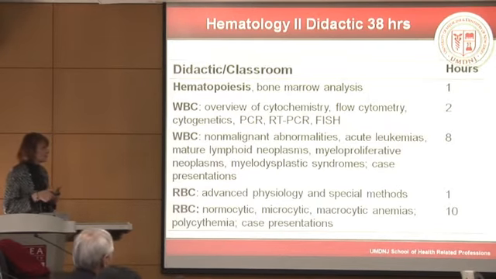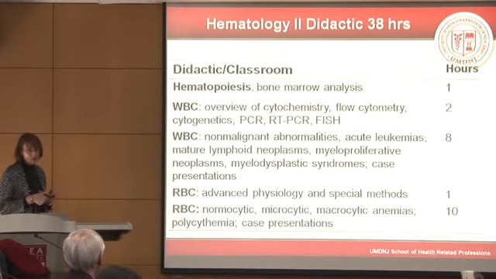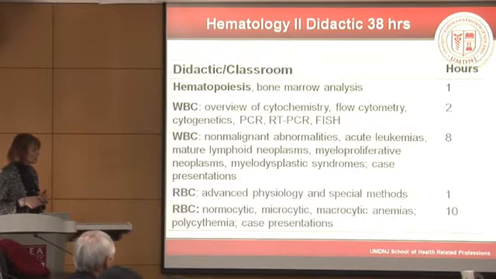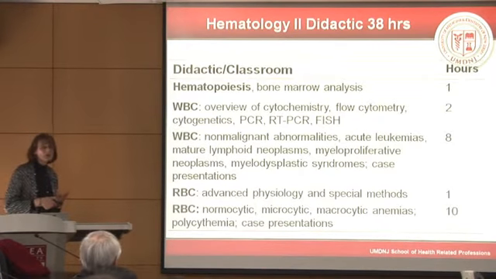So that's covered there. The leukemias, 8 hours of lecture on that. Spend a lot of time on leukemias. Red cells, we talk about advanced physiology and some special methods for 1 hour. The anemias, we spend 10 hours of lecture time on anemias. My students find the anemias the most difficult because there's so many.